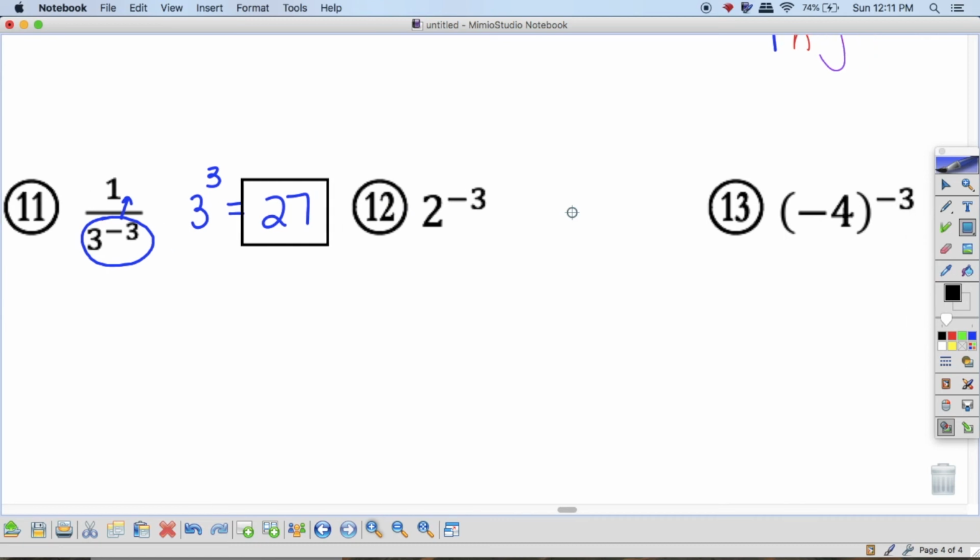Okay, 2 to the negative 3 power, since it's a negative, it would move to the bottom. 1 over 2 to the third power, or 1 over 2 times 2 times 2. That gives me 1 over 8.